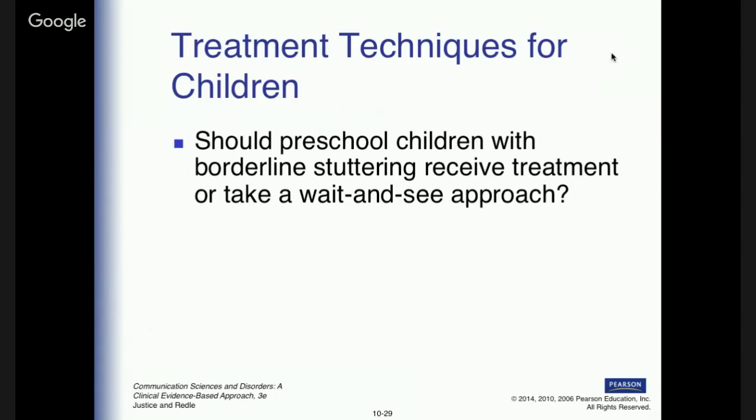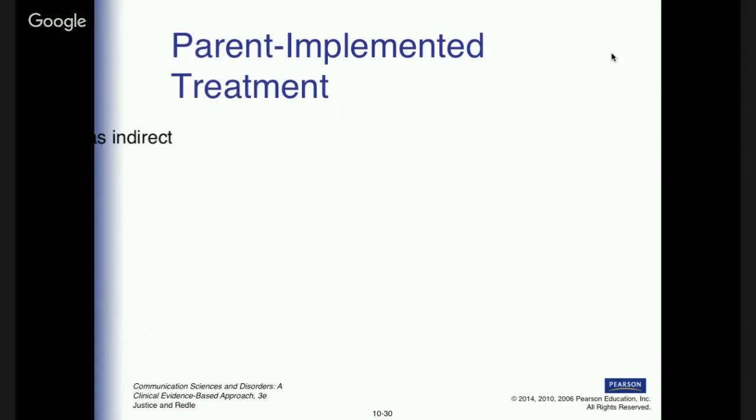All right. Should preschool children with borderline stuttering receive treatment or take a wait and see approach? And this really depends on those risk factors we just talked about. If we have a little girl who's 3, she just started to stutter, there's no family history of stuttering, she's got great speech and language skills, I'm going to absolutely take a wait and see approach. If we have a little boy who's 4, whose father stutters, we're going to get that kid into therapy as soon as possible, right? So it really depends on the child and what those risk factors are.